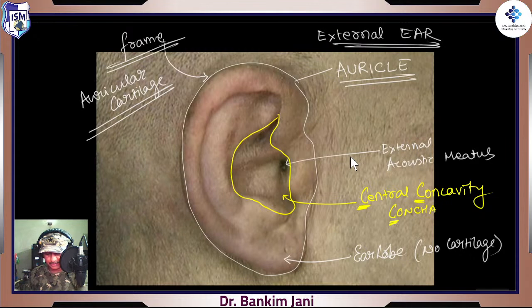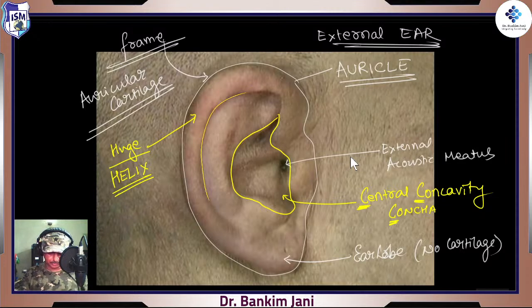If that is the concha, then this outer one, which is robust and curved, is called the helix. This entire prominence is the helix. Then the boundary of the concha is the antihelix.